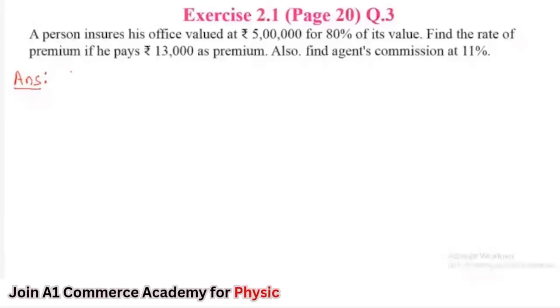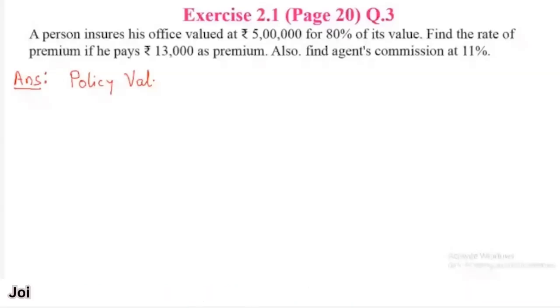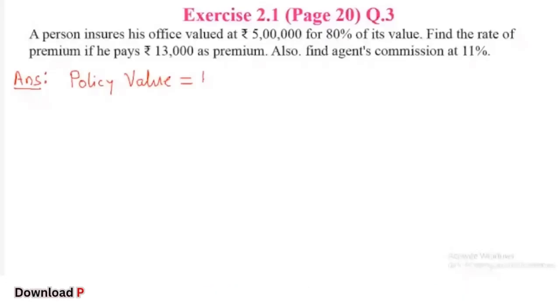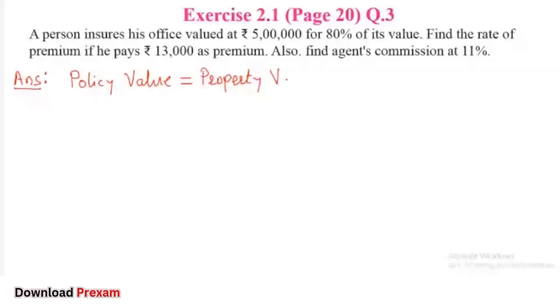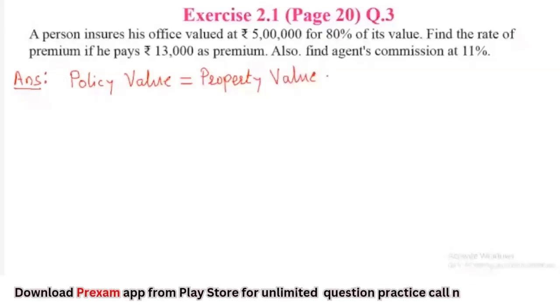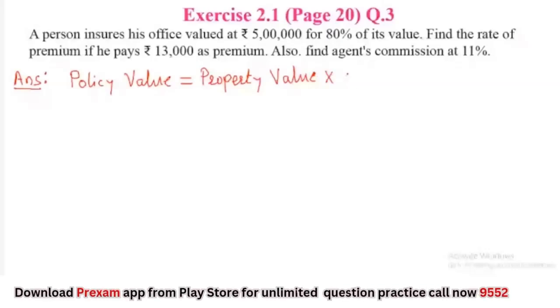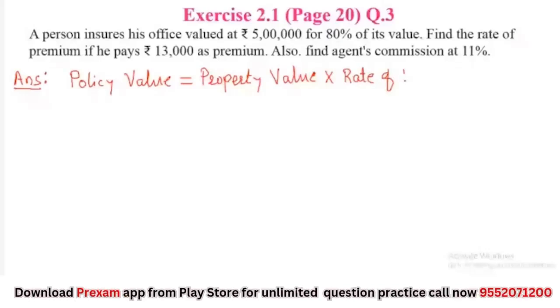Yes. So what will be the first point? Property is given. So we'll start with, if you want, you may write property value so and so. I'll not write that. I'll write directly policy value. Policy value is equal to property value into rate of policy.